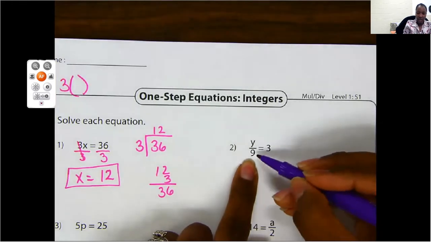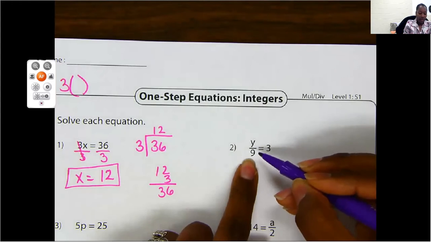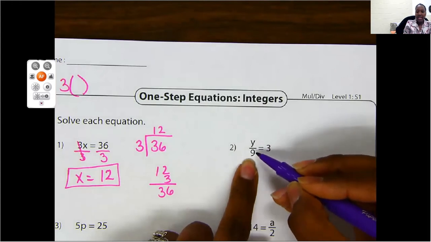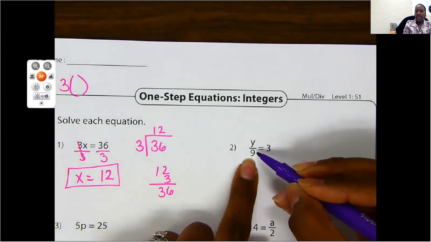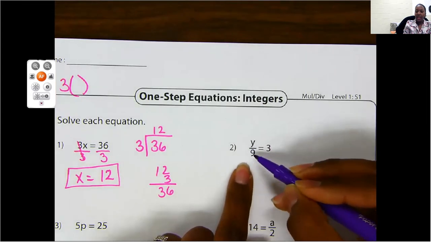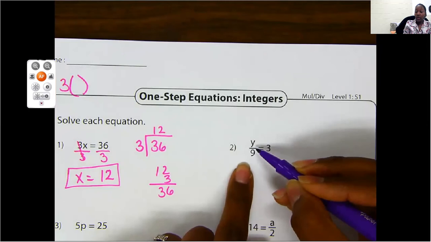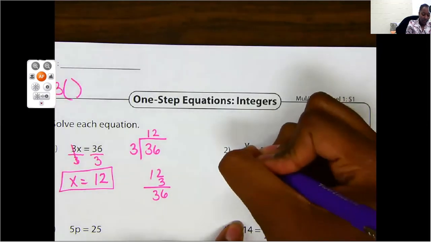This is division. Whenever I see a fraction, remember a fraction is division, okay? So I have y divided by 9 equals 3. Again, I want the variable y by itself. In order to get it by itself, I must get rid of the 9 that is attached to it. Because this is division, I need to do the opposite, which would be multiplication. So I'm getting rid of the 9.